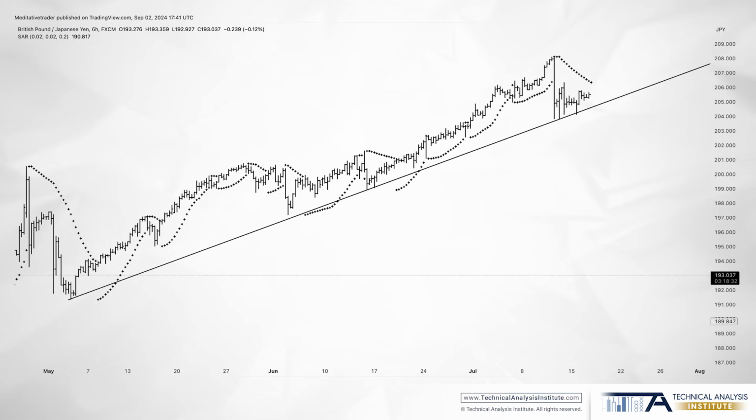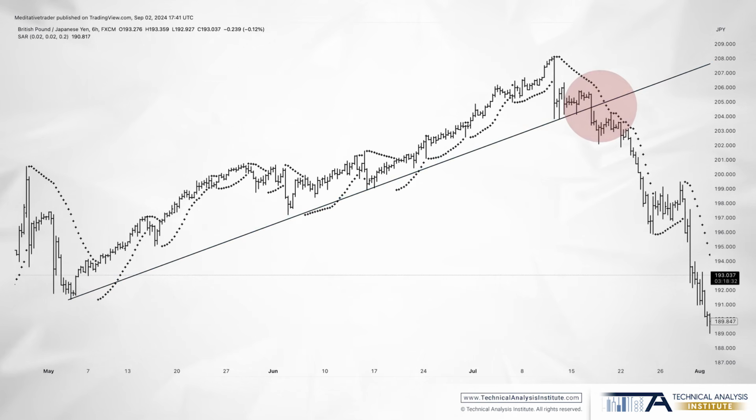Let's say that we are watching this pair and we are waiting for the trend line to be broken so we can sell. Price has managed to break the trend line at around 203.60. That's where the first close occurred after the penetration of the trend line. So let's say that we enter the trade at that place. Where do we put the stop?